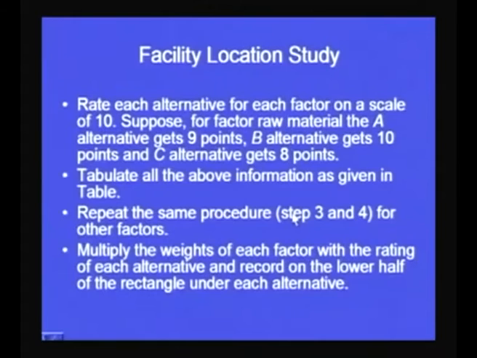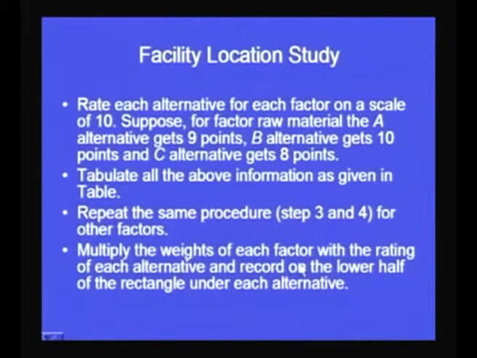So for all other factors we are going to do the tabulation, giving the marks out of 10 for each and every factor to the different locations. Now we have location A, B and C, and we have 5 different factors. So for each factor we are going to give a relative score to all the locations. Then multiply the weights of each factor with the rating of each alternative and record on the lower half of the rectangle under each alternative. Let me repeat.